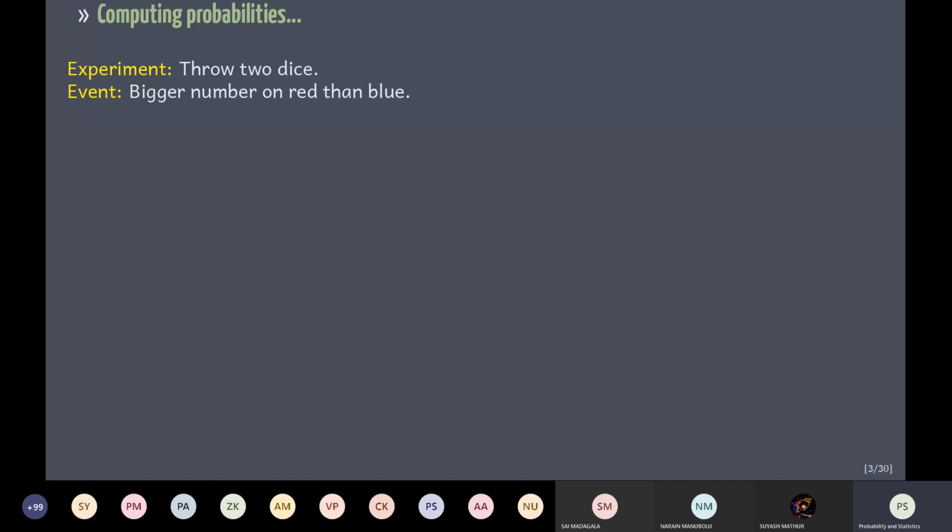Throw 2 dice, and the event is bigger number on the red than the blue. So there are 2 dice. One is red and another is blue. And what we are defining as a favorable outcome is that the number that appears on the red is bigger than the number that appears on the blue dice. So the question is, what is the probability of this event?